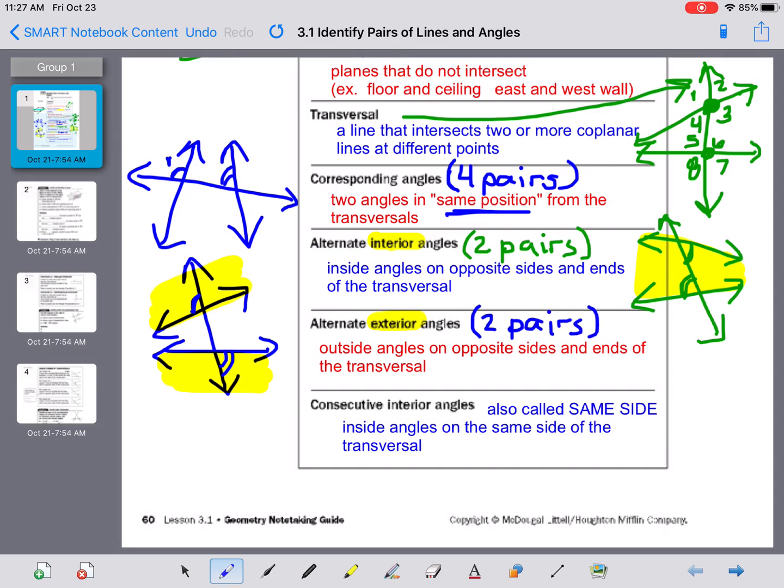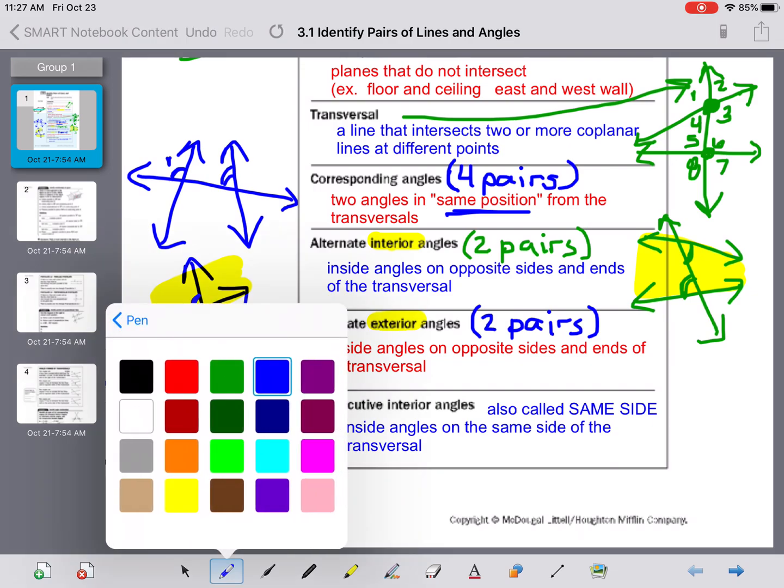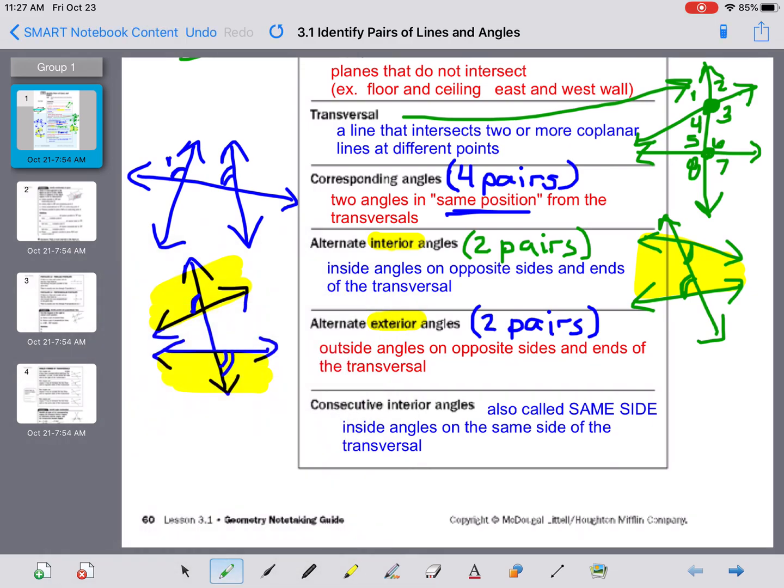All right, last and final one here, we call them consecutive interior angles. Notice this is also called same side. So I have my 2 lines in my plane, and the transversal cuts through. Once again, I see the word interior, so I'm staying in between these lines right here. And I want consecutive. If you think about it, if you have consecutive wins, they're one right after the other. And same side means they're on the same side.